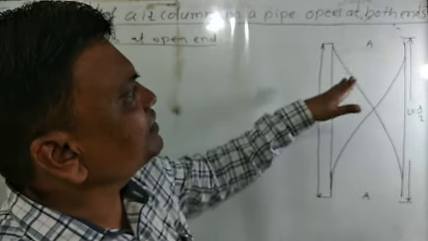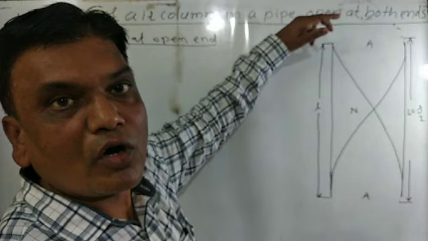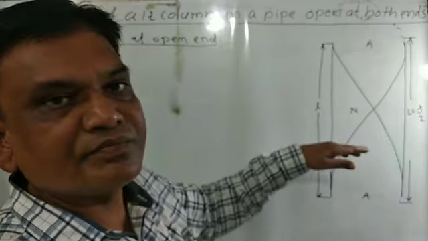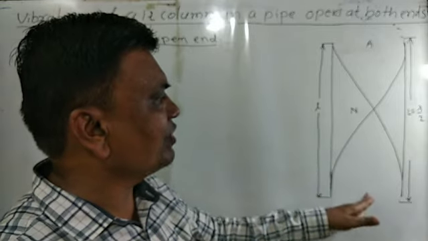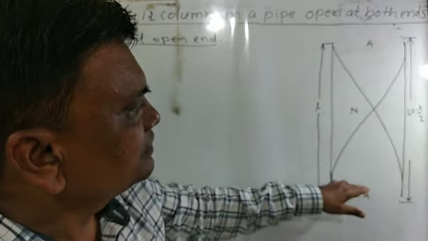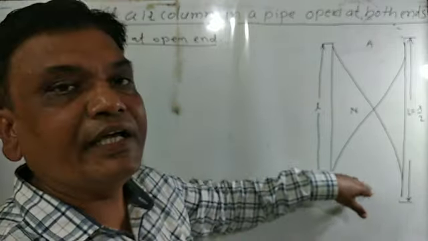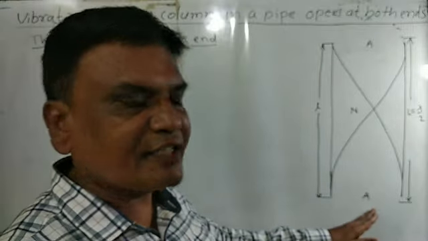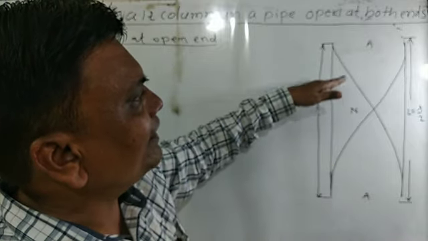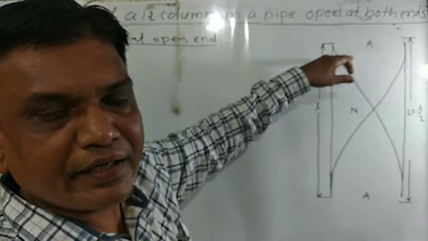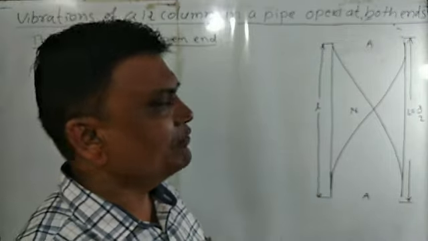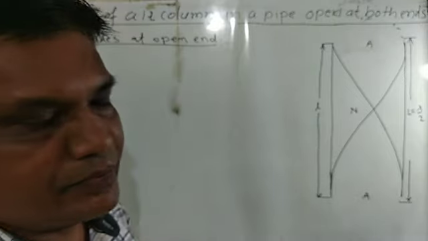Suppose a compression produced by the tuning fork travels through the air column and gets reflected from the open end. It will be reflected as a rarefaction. Compression will be reflected as a rarefaction from the open end, and the rarefaction moves back and gets reflected again as a compression and interferes, and we will get the stationary wave.